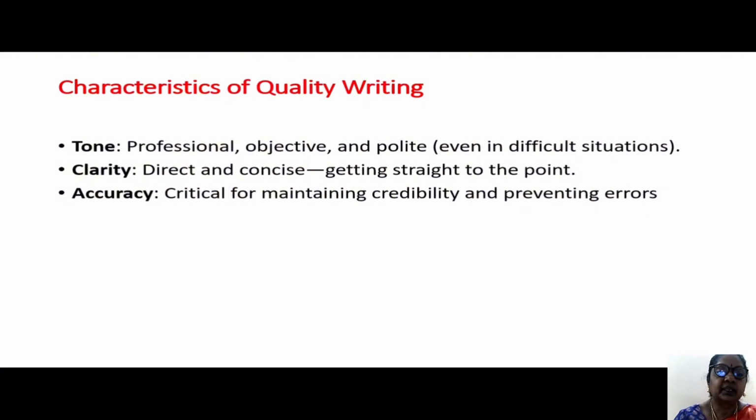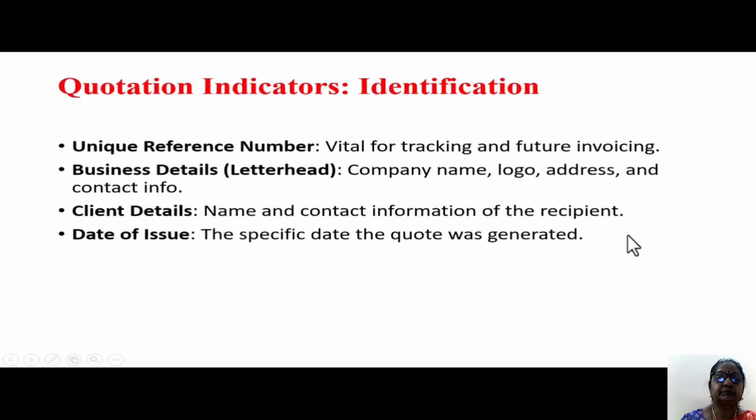Quotation indicators and identification. So what is that? A unique reference number. What are the things normally placed in the letter? The unique URN is vital for tracking, and for something like a barcode, they will have one reference number, or it may be anything. It will contain the year, suppose 2026, May month, 2026 slash May slash date, and then the letter number.